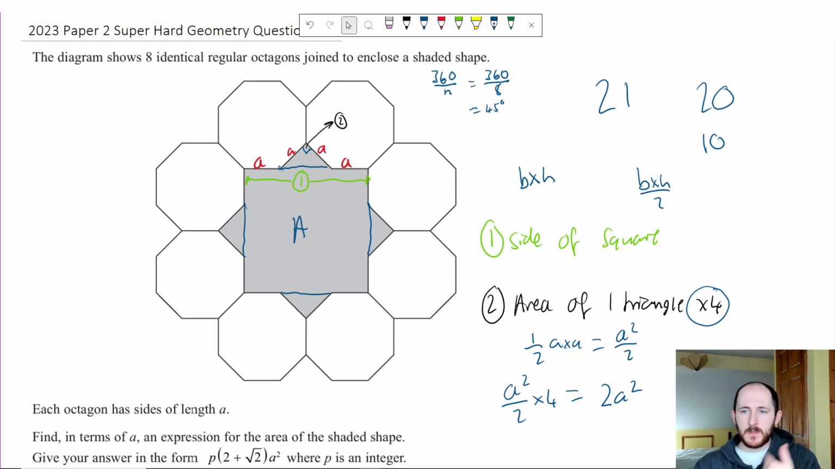That's it. So, I guess you can say we're technically halfway there, right? We've got the area of the triangle. Now we just need the area of the square. So, how can I work that out?